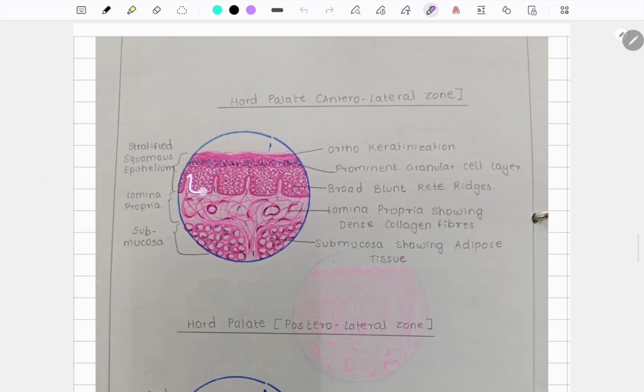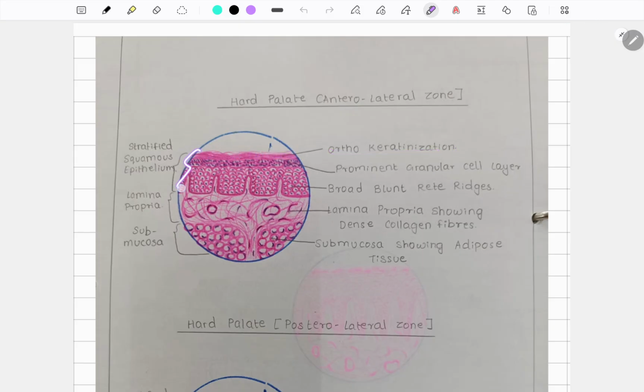Over here there are only 1, 2, 3 and 4 rete ridges, which are broad and blunt, and the keratin layer is orthokeratinized, and there is a prominent granular cell layer present beneath the orthokeratinized layer. In the orthokeratinized layer, the pycnotic nuclei are not present.